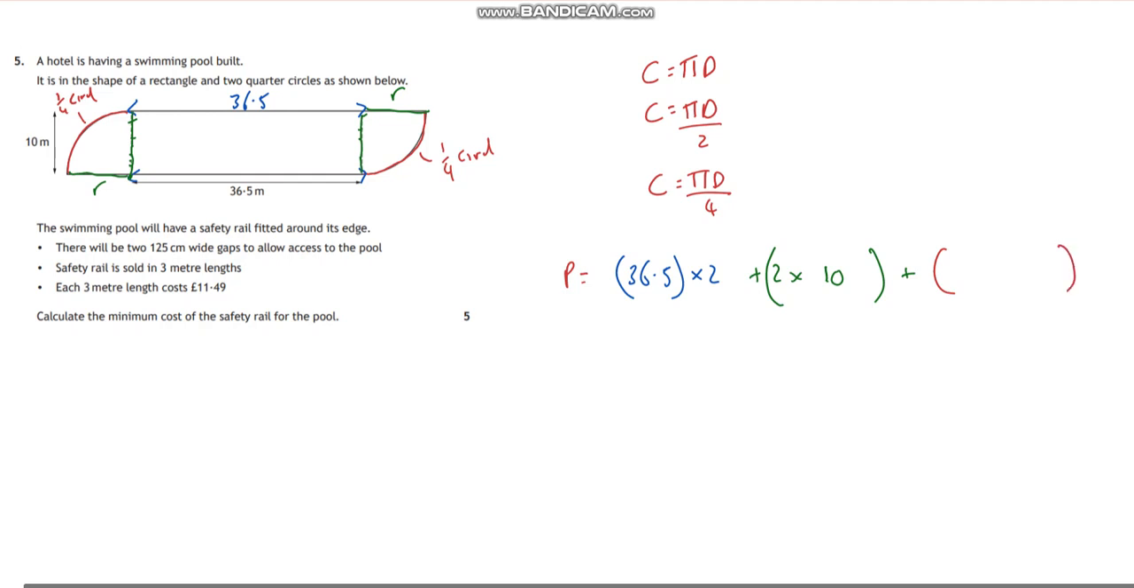So that's the pi d over 2, isn't it? Because we want half a circle. We've got 2 quarters, a half. And the diameter is going to be 20, isn't it? 20, because the radius is 10. The diameter is twice that. So let's put that in our calculator.